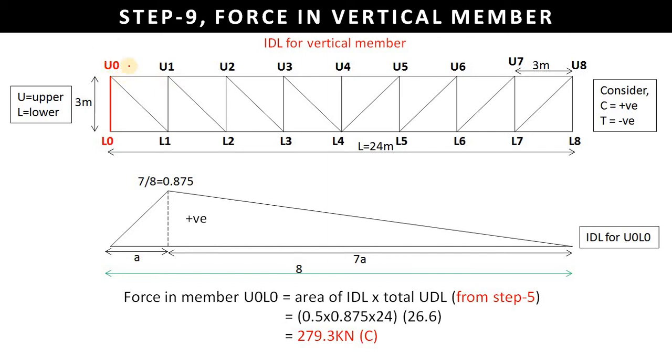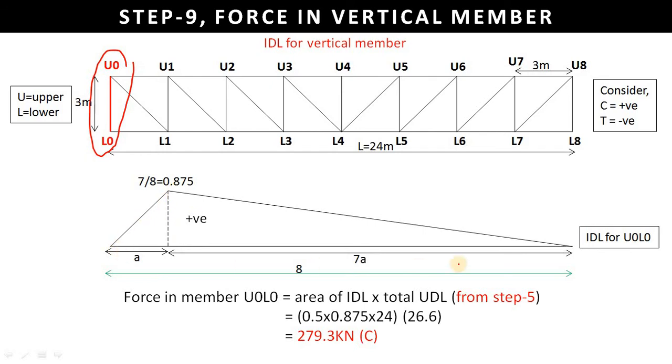Similarly, we have already seen the U, which means the upper, and L, which means the lower. So this point is known as U0 and this point is known as L0. So we have to find the force in the vertical member U0, L0, and we will consider positive value as compression and negative value as tension. Now we have to plot the ILD for the vertical member U0, L0.